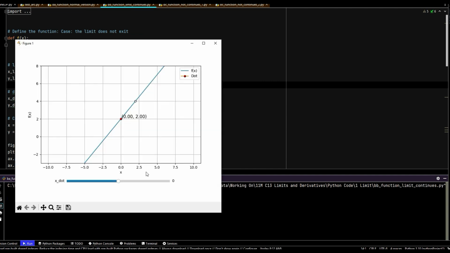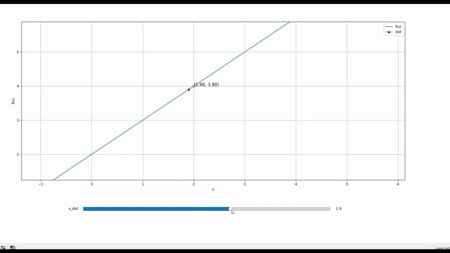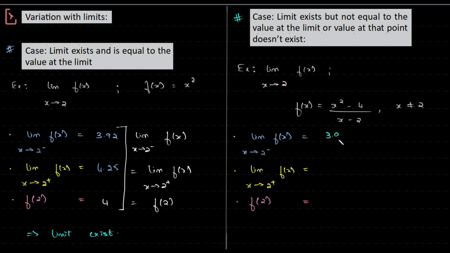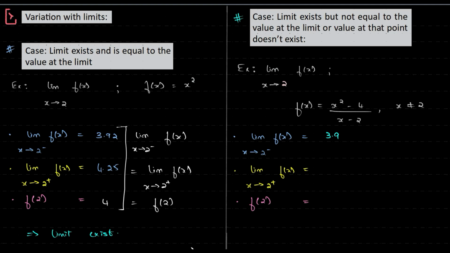So we are approaching the value of 2. Remember that, keep that in mind. So we are at 0. We are approaching from the left hand side clearly because all these values are less than 2. Let me zoom in to get a better picture. So clearly it's less than 2, and that's the closest, 1.9, and we have it to be 3.9 from the left hand side. From the right hand side, that's the closest and it's equal to 4.10.